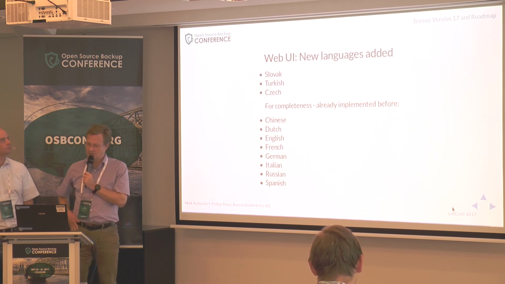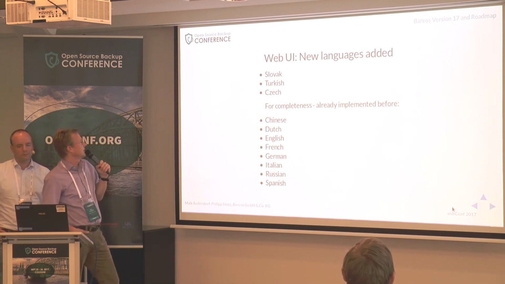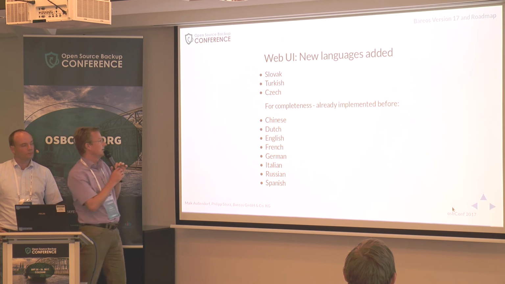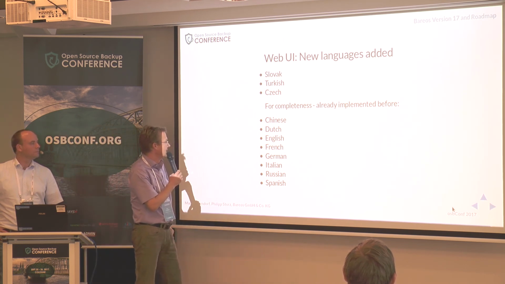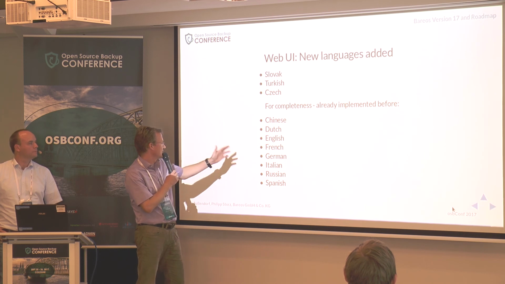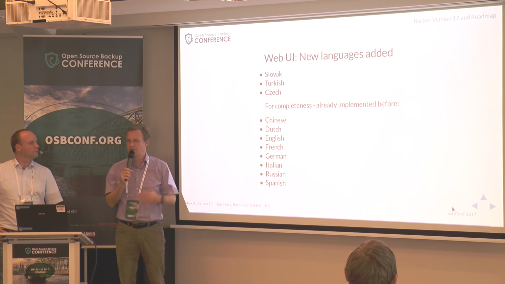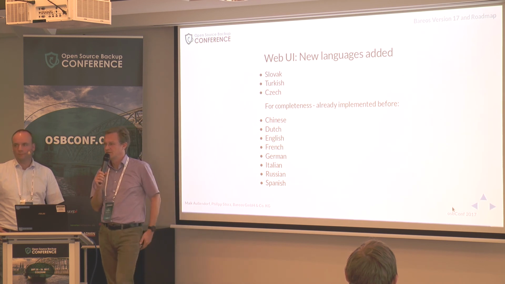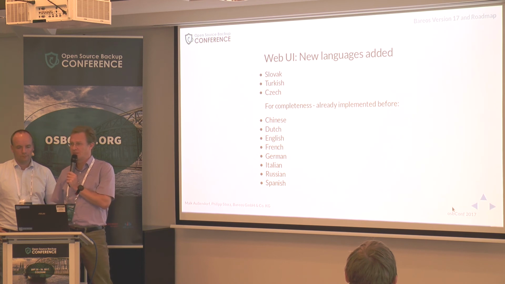And some new languages. So with this version, you get Slovak, Turkish, and Czech. And for completeness, before we already had those languages here. And apart from German and English, almost everything came from someone from the community sending in translations. Okay, that's about the web UI.